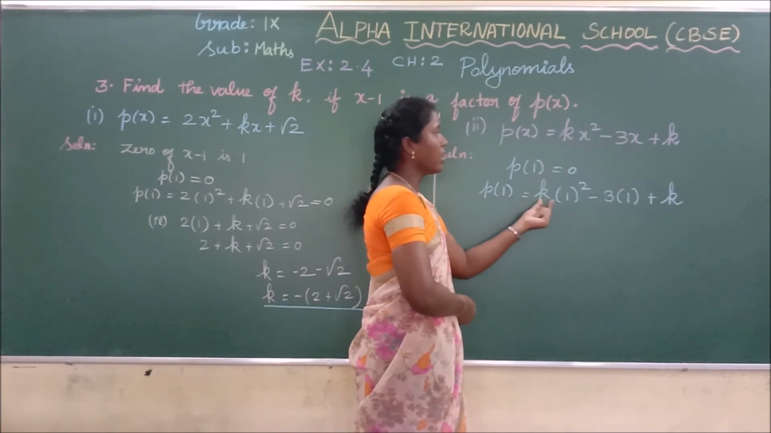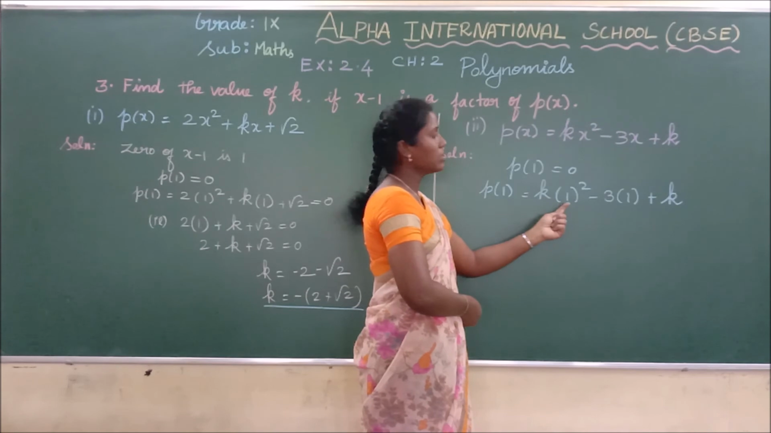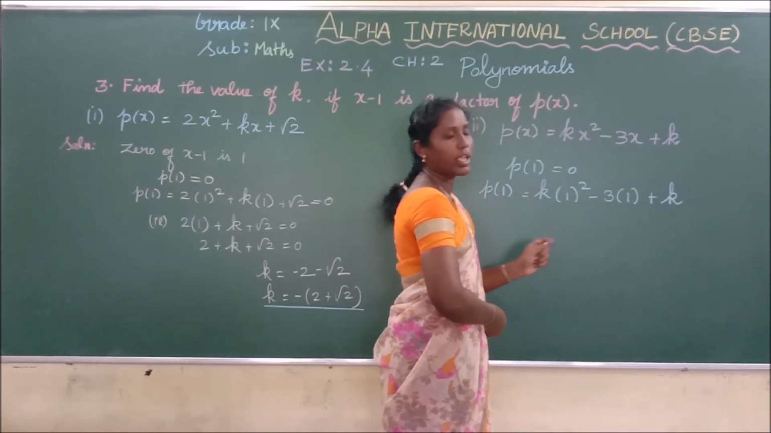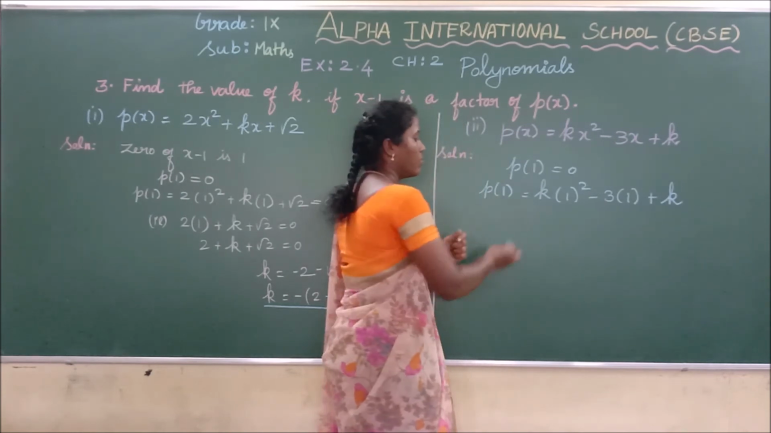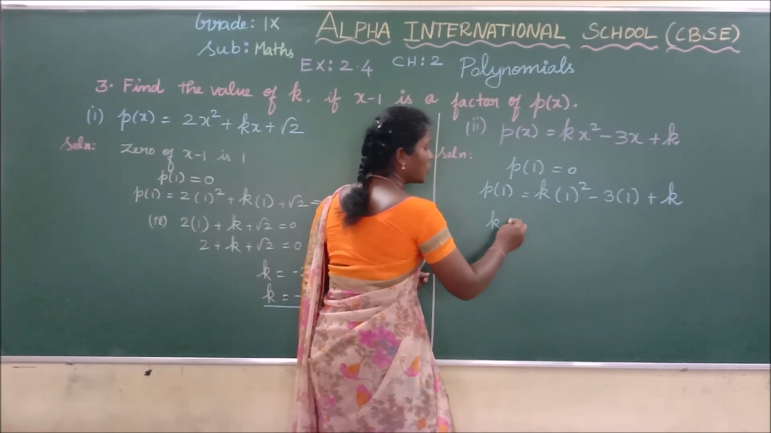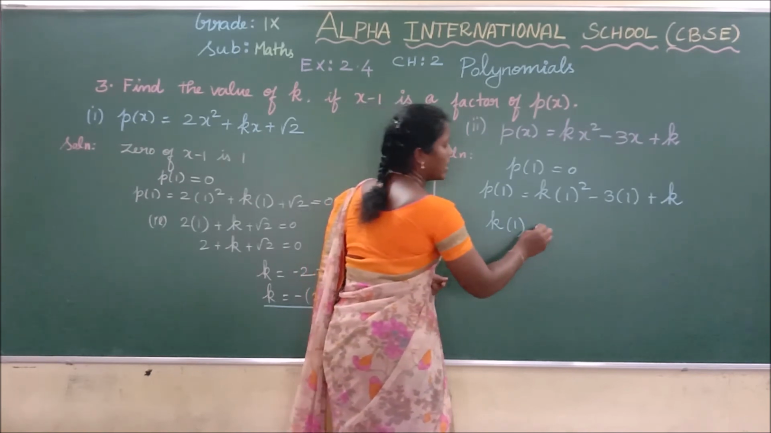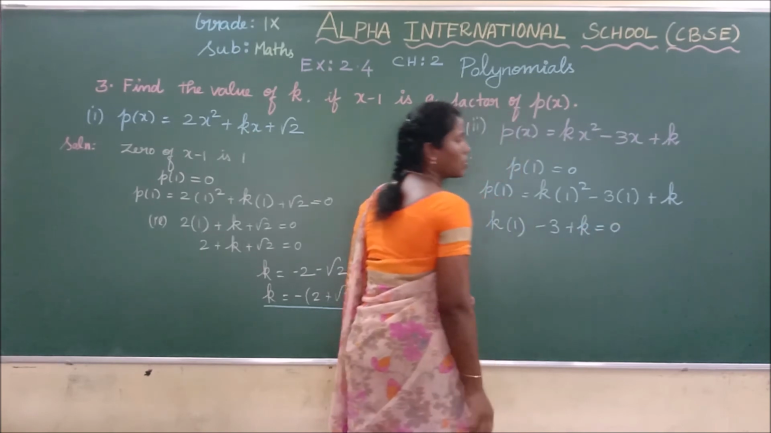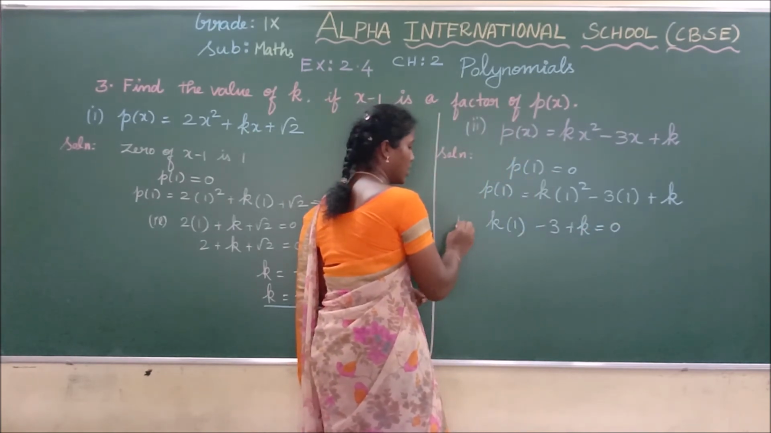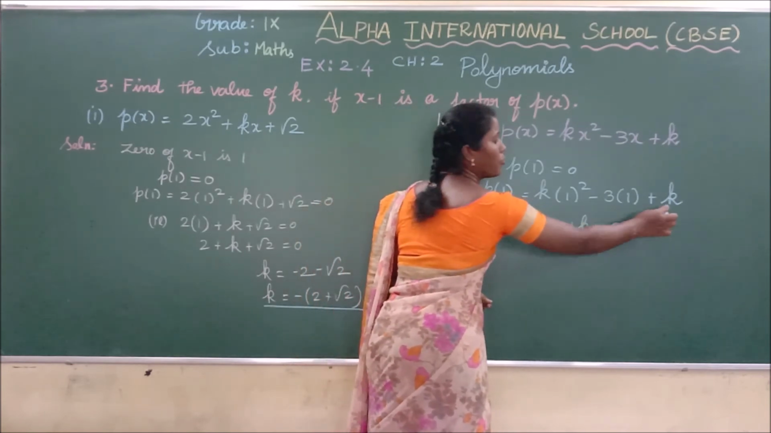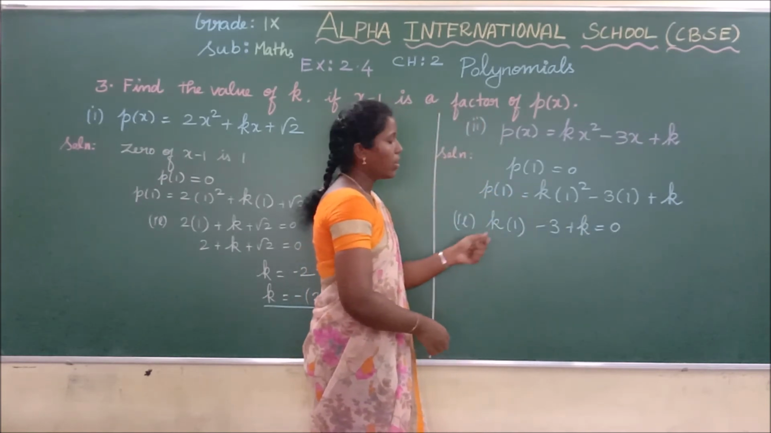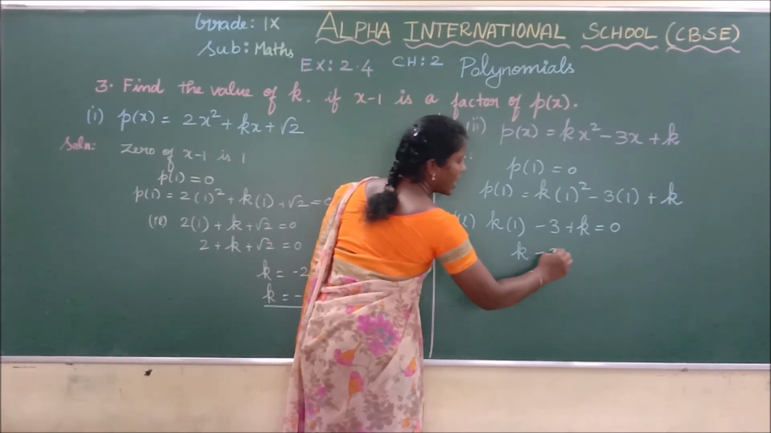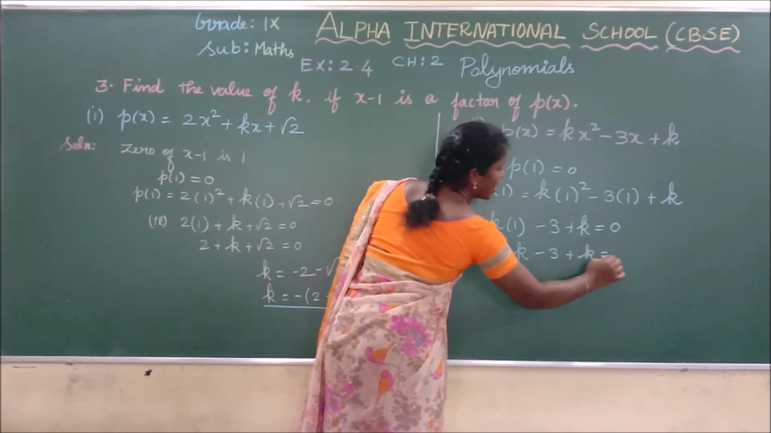So see here, in place of x we replace 1. So k into 1 square minus 3 into 1 plus the constant k. We have to determine the value of k. We can equate this. k into 1 square is k, minus 3 into 1 is 3, plus k, which is equal to 0 because P of 1 is equal to 0. Now find the value of k. k into 1 is k, minus 3, plus k equal to 0.